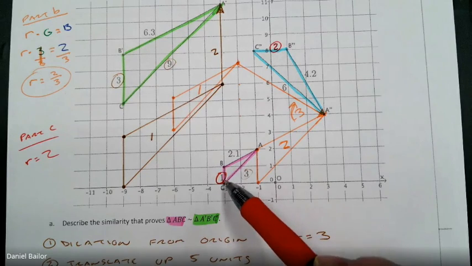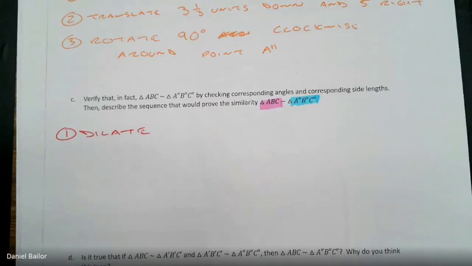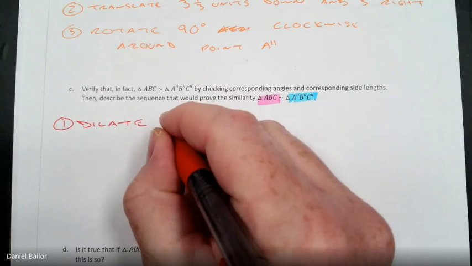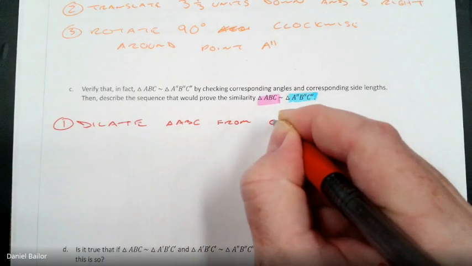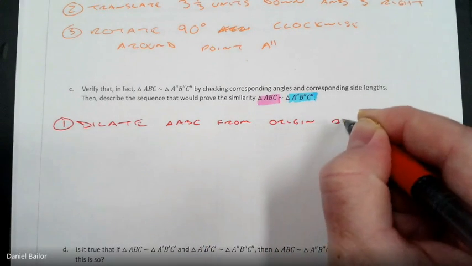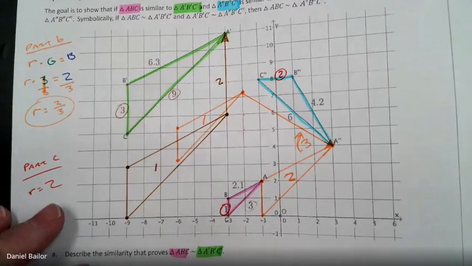So the R factor is 2. 1 times 2 makes 2. So for the first thing, dilate triangle ABC from origin by R equals 2. You're just using the scale factor of 2 because we're making the size match first. Always important to make the size match first. So let me sketch out what that looks like on the graph. Let's dilate on the graph so you can see.